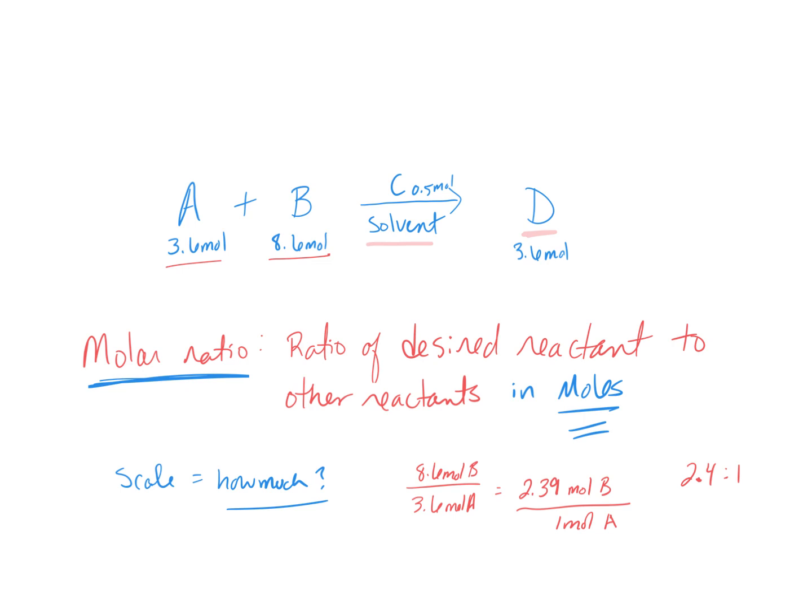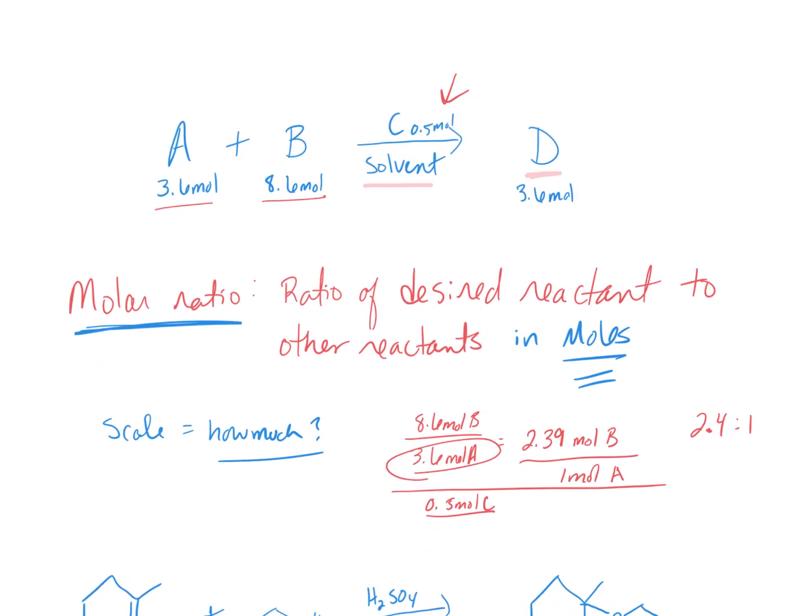Well, it's going to be much less than that when it comes to C, because C is obviously in catalytic amounts. So for C, we're going to keep A the same thing that we're using down below, right? So 0.5 moles of C for every 3.6 moles of A, right? And so what you find there is that the molar ratio is 0.139 moles of C per 1 mole of A. Now, we have to compare apples to apples here. So if we say, okay, well, I have 1 mole of A in each case, then this is going to be 0.139 moles of C to 1 of A. Okay, so that's sort of how we look at these things.